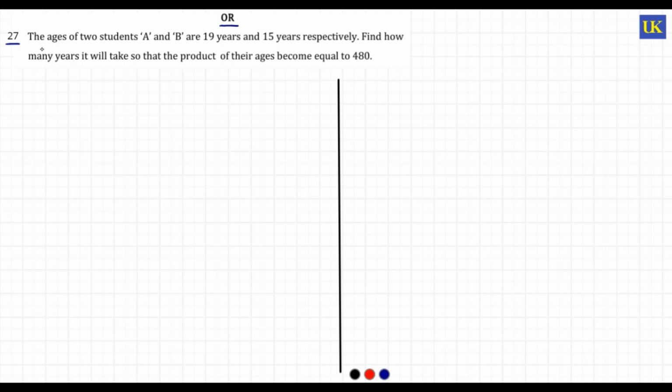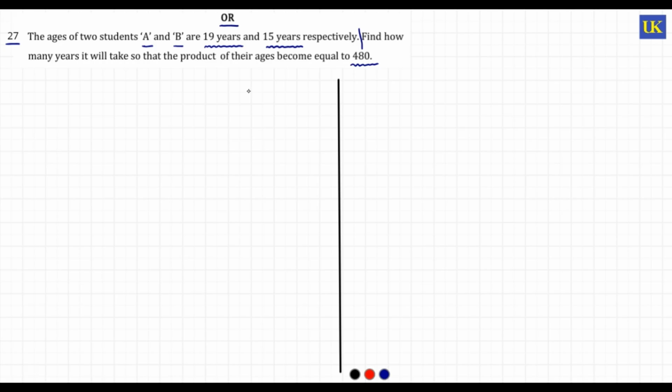Okay, so here they are saying the ages of two students. There is one student called A, there is another student called B. So A's age they have given as 19 years and B's age as 15 years respectively. Find how many years will it take so that the product of their ages becomes equal to 480.